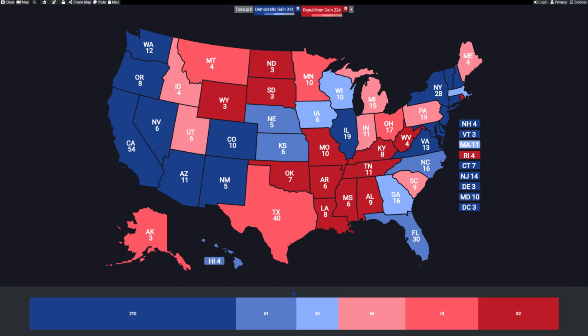We've got some dark blue states, dark red states, a lot of states in between. There's kind of something for everybody on this map. 68 was an unusual election. It was close in the popular vote.